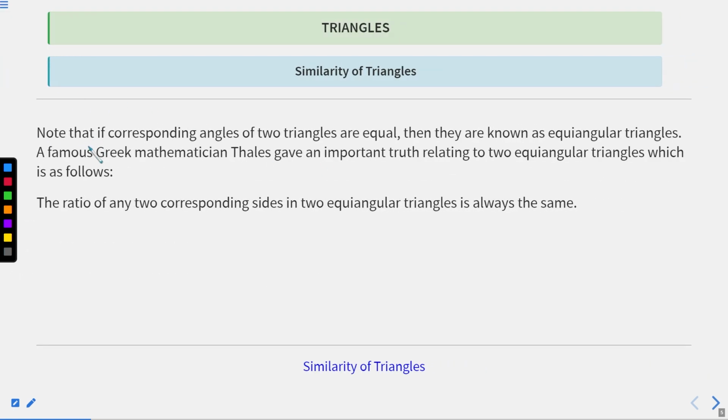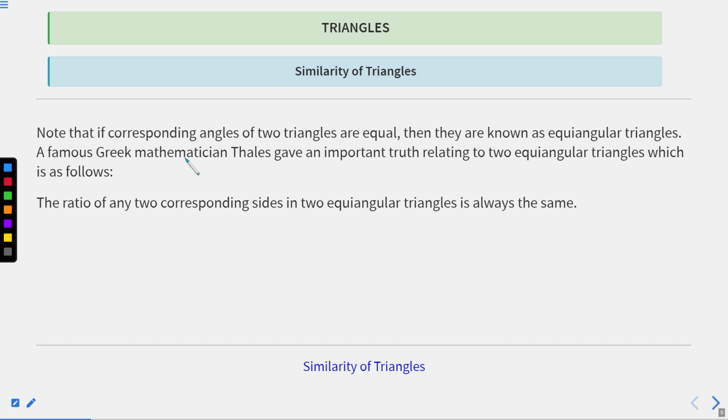So here, note it down. If the corresponding angles of two triangles are equal, suppose you have two triangles whose corresponding angles are the same, then these two triangles are known as equiangular triangles. Equi means same, so they are known as equiangular triangles.